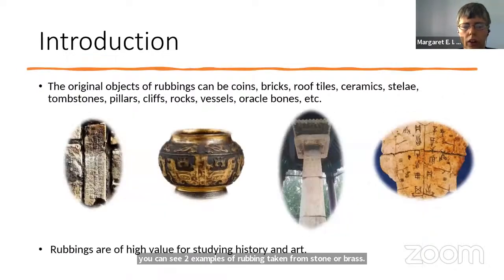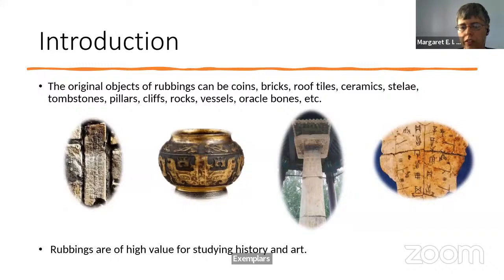All right, the original objects of rubbings can be all kinds of different things. We just have a list of examples here. Coins, bricks, roof tiles, ceramics, stelae, tombstones, pillars, cliffs, rocks, vessels, oracle bones, etc. Anything that could be chiseled or formed to hold text or images. And the study of rubbings is of high value for studying history and art because it demonstrates information about a culture.